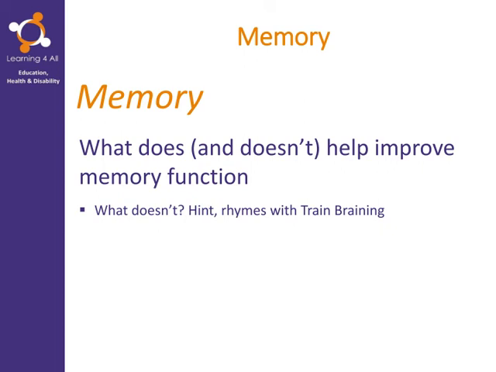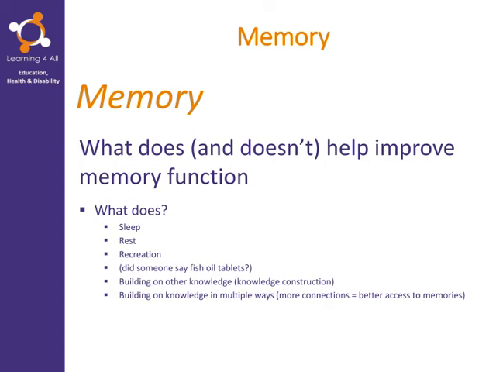The things that do help improve memory are sleep, rest, recreation, building on other knowledge, and building on knowledge in multiple ways. Some people talk about fish oil tablets. There is no evidence to support that, but there is also no evidence against it at this point, so that one is still out. Building on knowledge in multiple ways is really, really important, particularly for children with a disability.